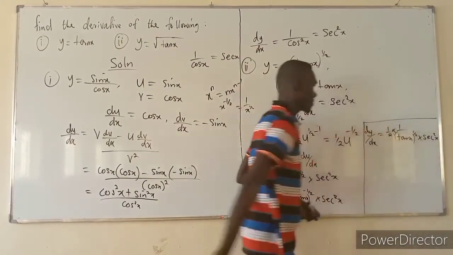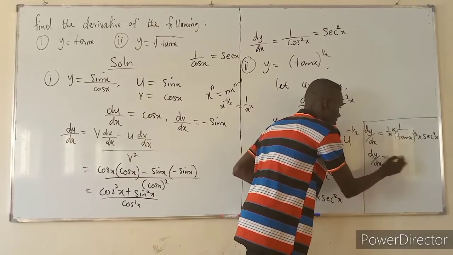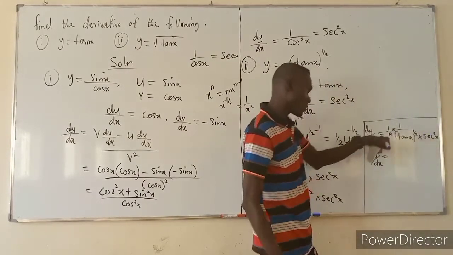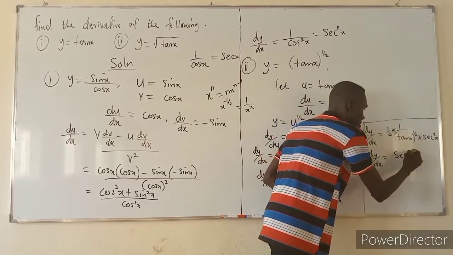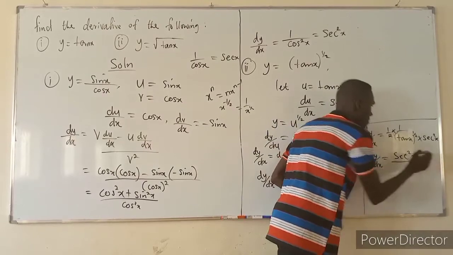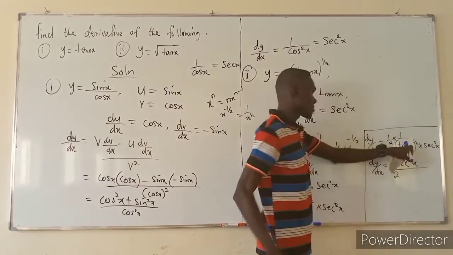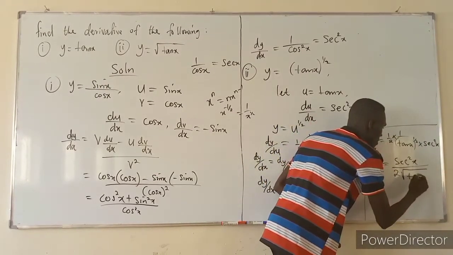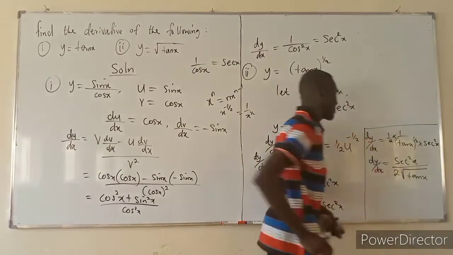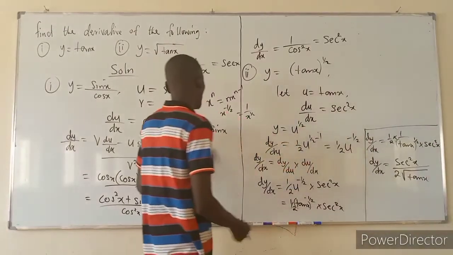sec square x. And right now I can still make this look like dy dx equals, I'll bring my sec square x back. Sec square x times 1, I'm having sec square x over, now 2 is under, which is 2 tan x raised to power half, we said the same thing as saying square root of what? Tan x. And that's the derivative of square root of tan x.